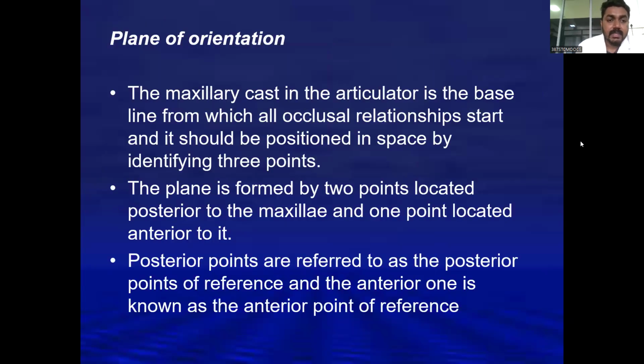Plane of orientation. The maxillary cast in the articulator is the baseline from which all occlusal relationships start, and it should be positioned in space by identifying 3 points. The plane is formed by 2 points located posterior to the maxillae and 1 point located anterior to it. So whenever we want to transfer using a facebow, we have to locate 3 points, 2 posteriorly and 1 anteriorly. The posterior ones are referred to as the posterior points of reference, and the anterior one is known as the anterior point of reference.